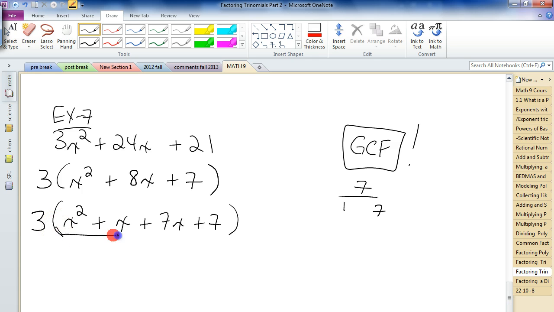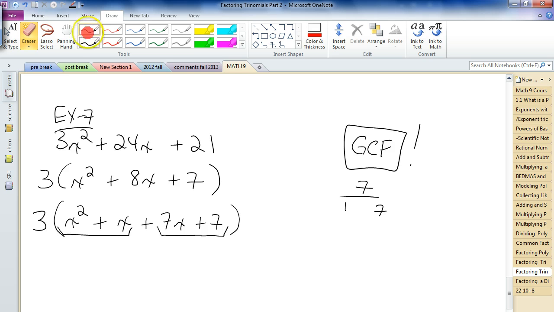And there's our first group. There's our second group. Again, we'll handle the 3 later. Let's not worry about it right now. What can we pull out of x squared and x? Actually, it's probably better just to ignore the 3 altogether, and we'll bring it back later because we're going to have brackets and brackets all mixed up. So what can we pull out of this? We can pull out an x. We pull an x out of here, you're left with just x. You pull an x out of here, you're left with 1.